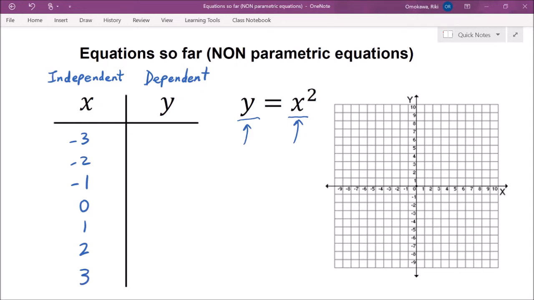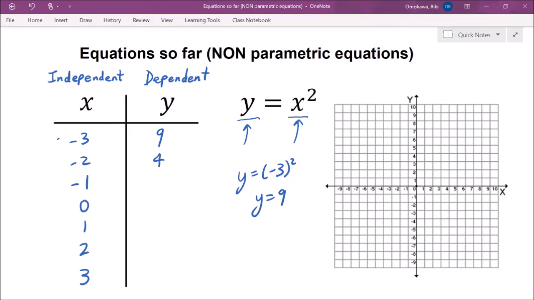And then how do we use these x values to find the corresponding y values? Well, with -3, for example, you plug it in for x, so you get y equals -3 squared, which is just +9, right? So 9 here. And then what about the x value -2? Plug it in for x, y equals -2 squared, which is just +4.